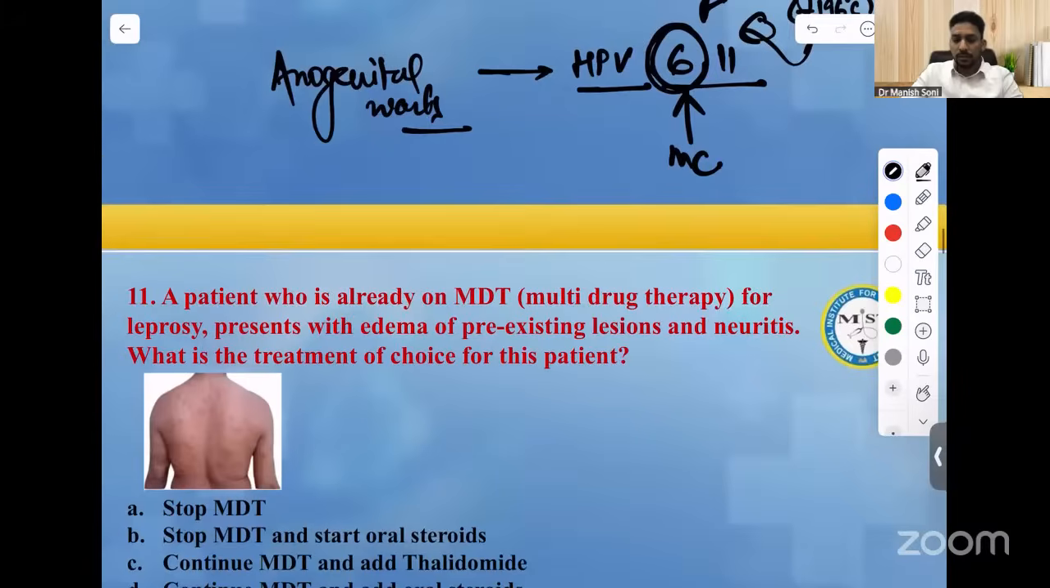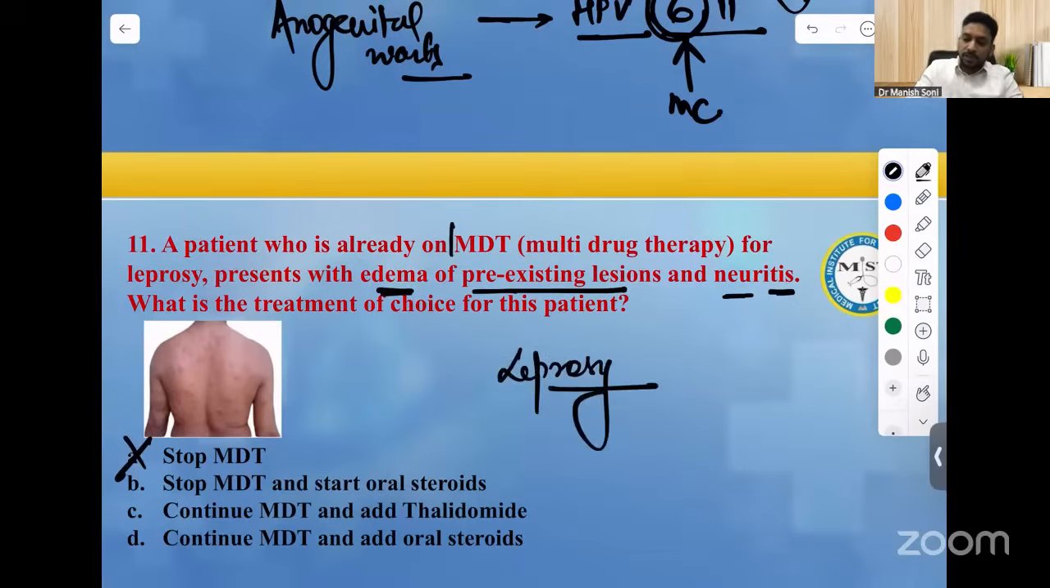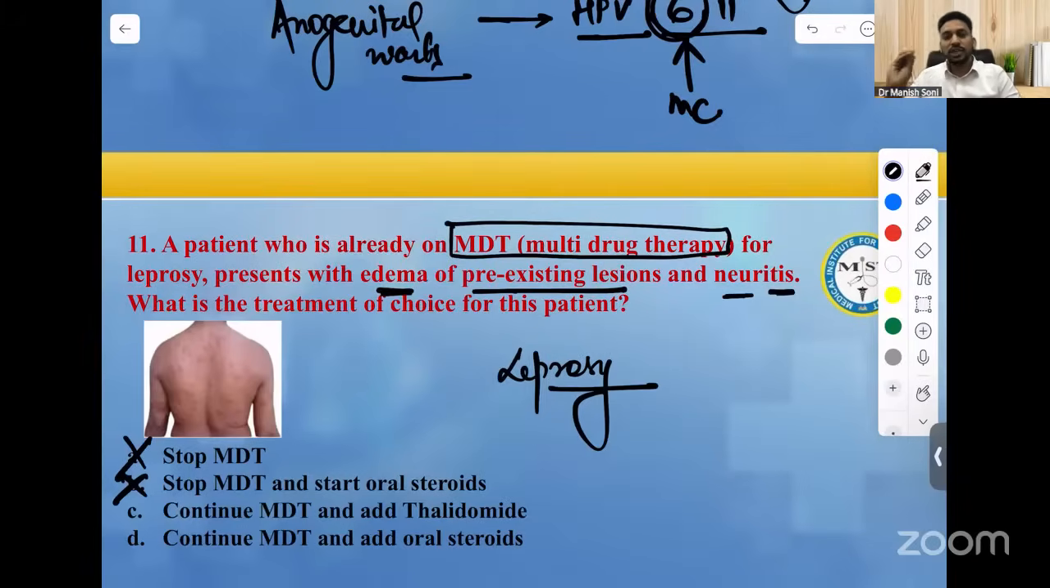Next question. A patient who is already on MDT, multi-drug therapy for leprosy, presents with edema of pre-existing lesions and neuritis. Neuritis means inflammation of nerves. What is the treatment of choice? Stop MDT. Will you stop MDT? No. If a patient is suffering from leprosy, where it is already written that the patient is taking MDT, we will never stop MDT. We will continue MDT. WHO says that you have to continue MDT.